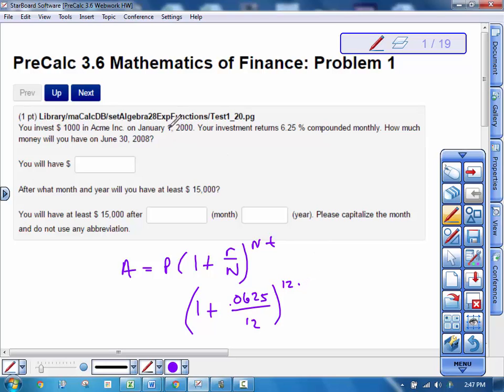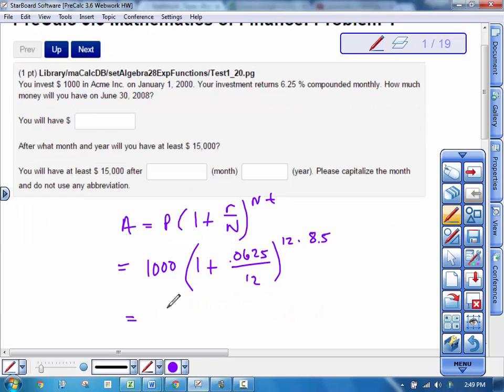And then the time that goes by from January 1st to June 30th would be 8 years, but then there's another 6 months from January 1st to June 30th. So really we have to do 8.5 years. And then the amount we start with, if we invest $1,000, would be 1,000, plug that in, and it gives us our answer of 1,698.71.